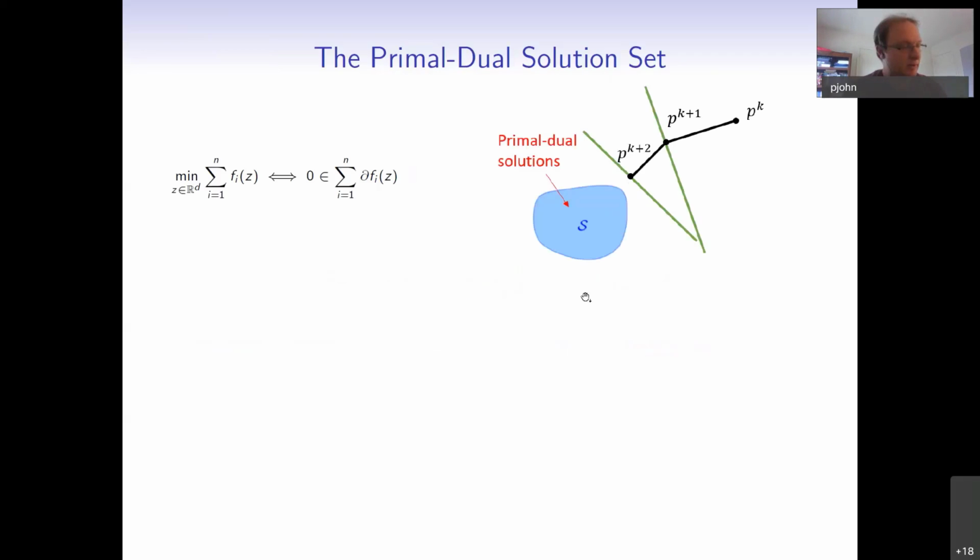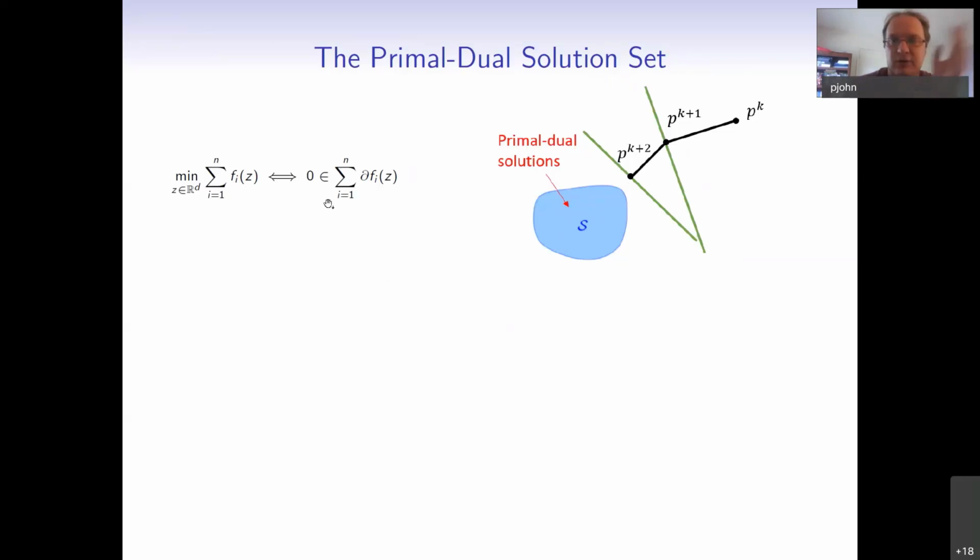Okay, so let me try to explain the solution set here. I was talking about this blue set, if you recall, which we call the solution set. What I hid under the rug is that this is actually the Primal-Dual Solution Set. It's a set of primal solutions and dual solutions. This is a convex optimization problem, so it has a dual and a primal form.